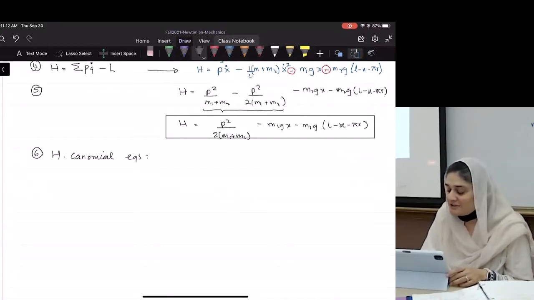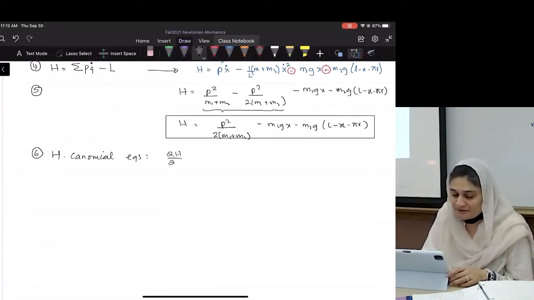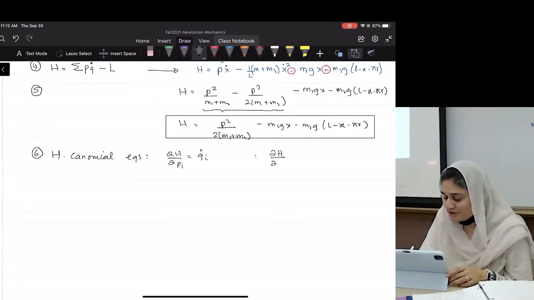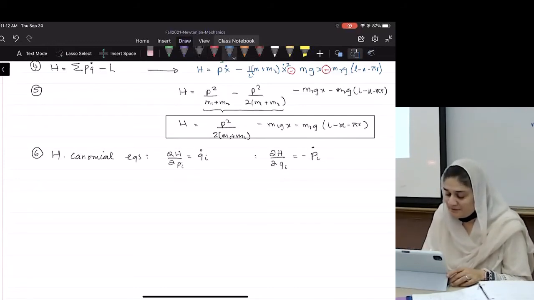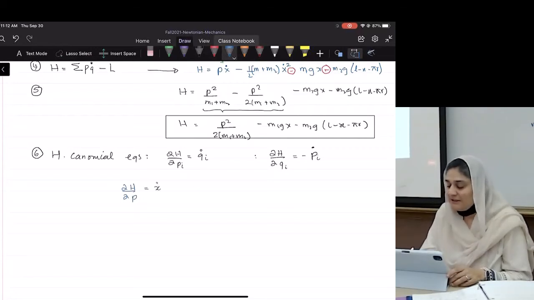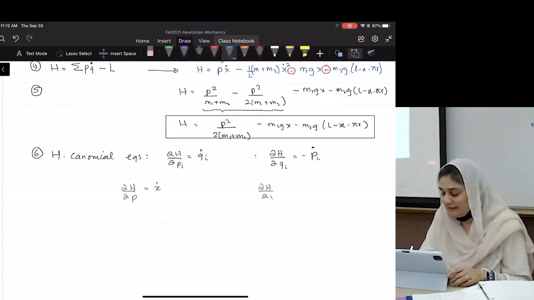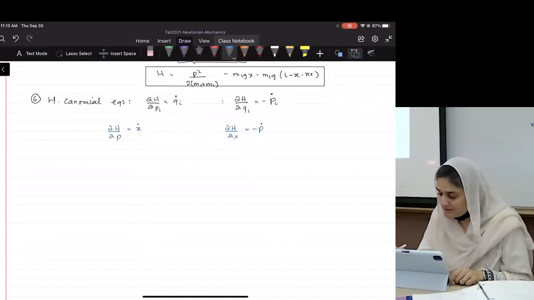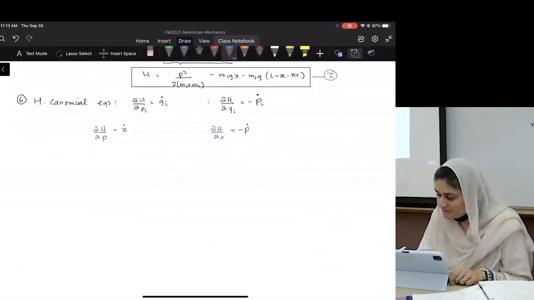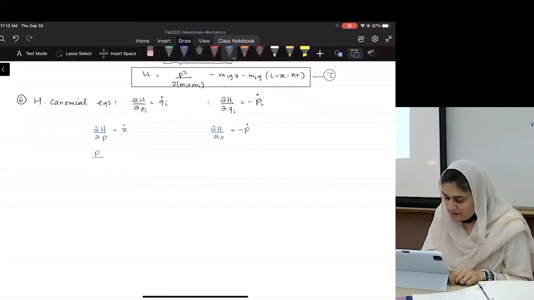What do they look like? Generalized: partial H over partial pi equals qi dot, and partial H over partial qi equals minus pi dot. Okay, for our case, what will this be? Partial H over partial P equals X dot, and partial H over partial X equals minus P dot. This is going to be now, what is it? I'm using this equation, right? That equation. So what will this be?